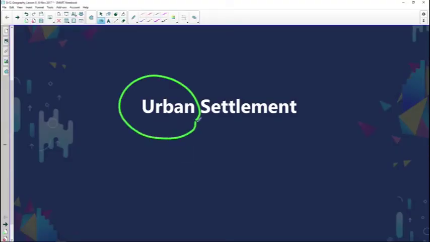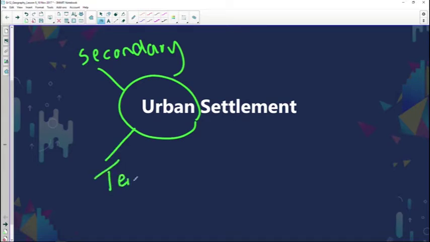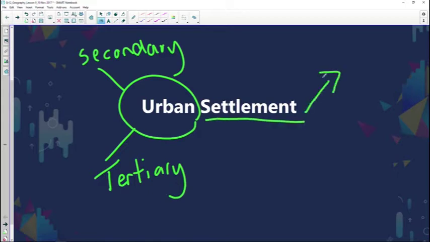Now let's move on to urban settlements, where we're going to look at the main functions of urban settlements. And that is secondary activities and tertiary activities. Now let's just quickly define settlements again. What is a settlement? It's where people live. Now if you look at urban settlements, there's many activities taking place, not only one activity like in rural areas, but we say it's multifunctional.